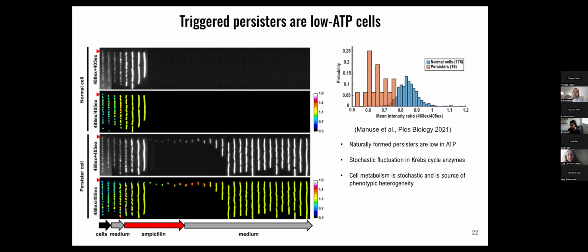Now we're exploring exactly what kind of processes underlie the emergence of these low ATP cells, and how we can identify phenotypic markers for their rapid detection. We're also exploring ways of testing anti-persister strategies to eradicate persisters. So that's the second part of my talk. If you have any questions, I can answer them now, and then I'll get into the last section of my talk.